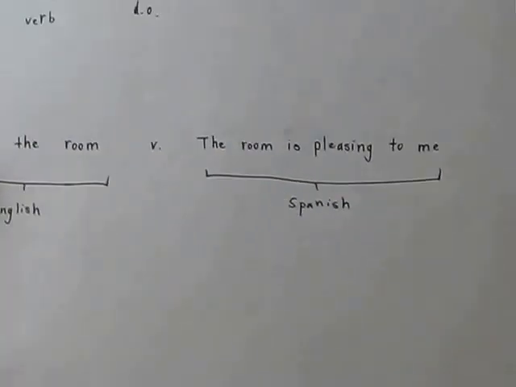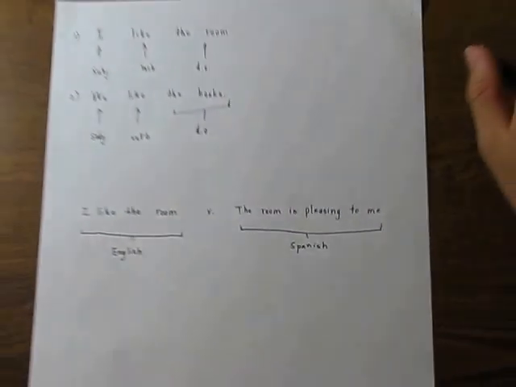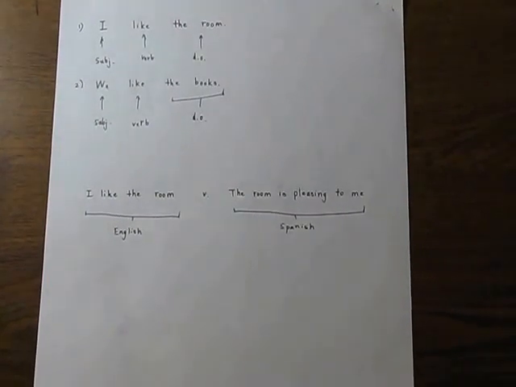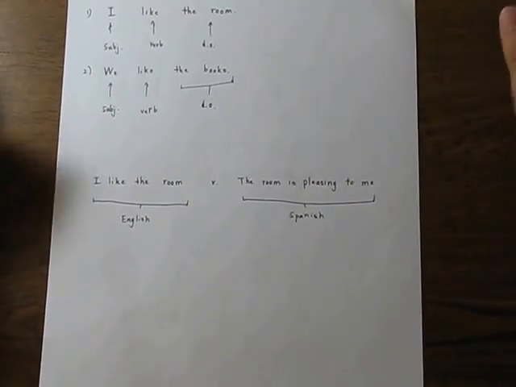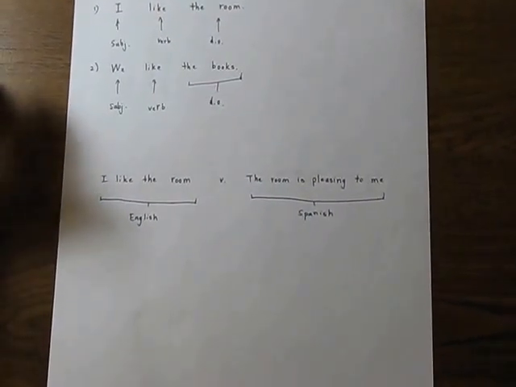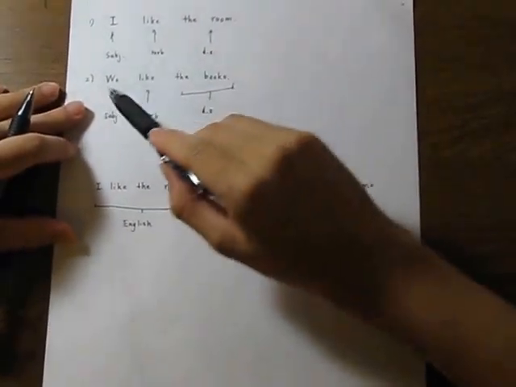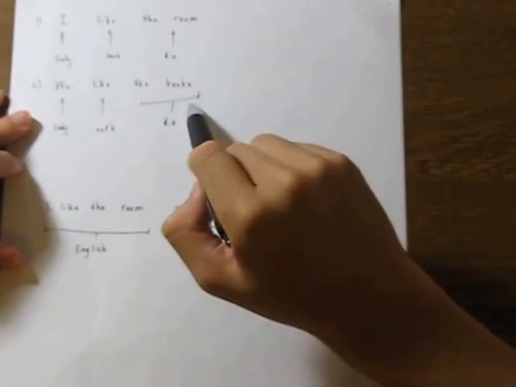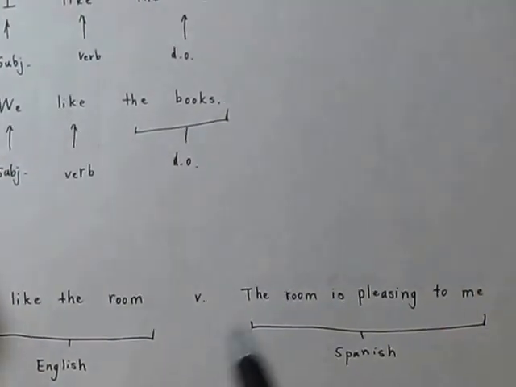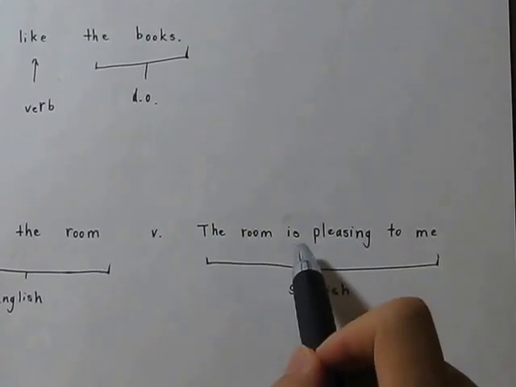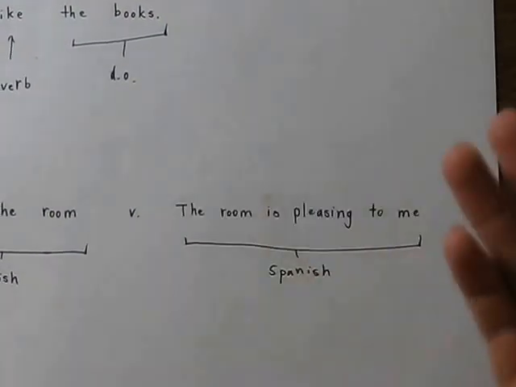Now you should notice that both versions of the two sentences really mean the exact same thing. They're merely different expressions of the same idea. The two key points that you must bear in mind: the first point is that in English, the verb modifies the thing that follows the verb. So as we see here, the verb modifies the direct object. But in Spanish, the verb modifies the thing that comes before the verb. So what's pleasing to me? The room is pleasing to me.